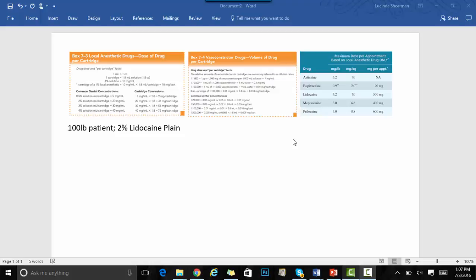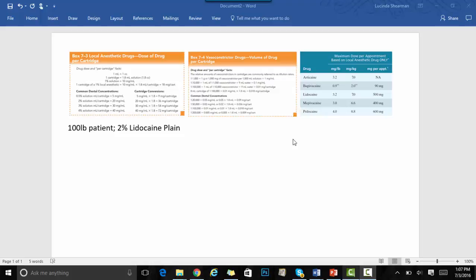Basically, a healthy patient can receive 0.2 milligrams of epinephrine per appointment, but a heart patient can only receive 1/5 of that, or 0.04 milligrams. The limit for levonordefrin is 1 milligram for a healthy patient and 0.2 milligrams for a cardiac patient.